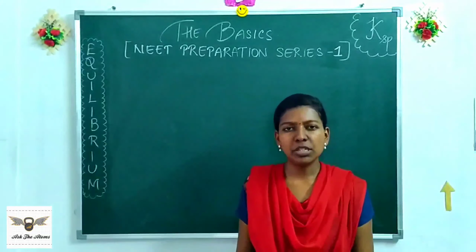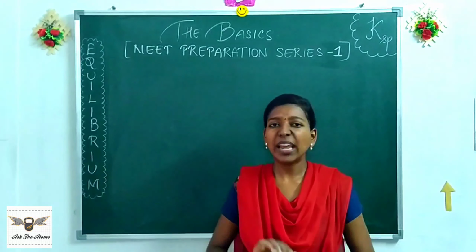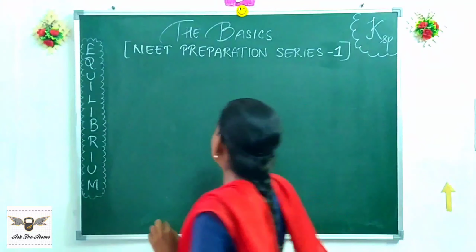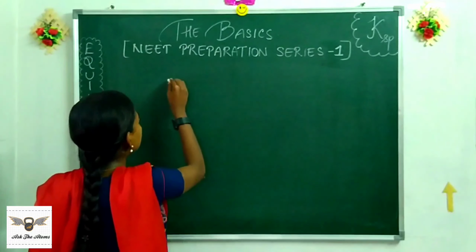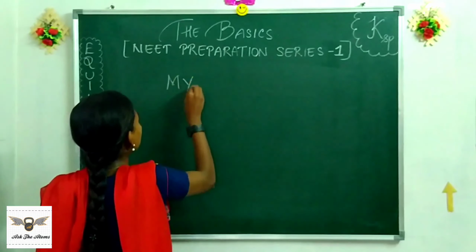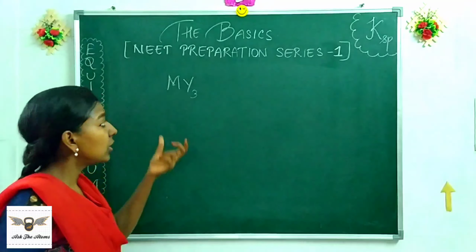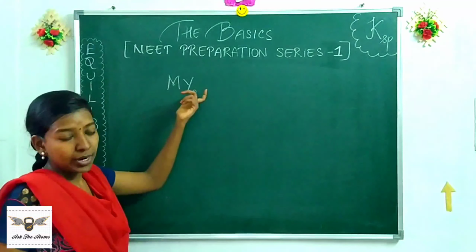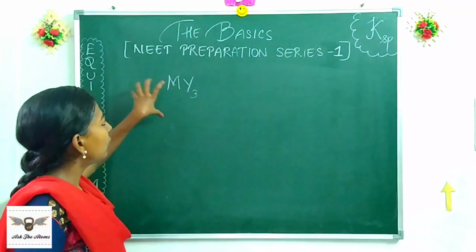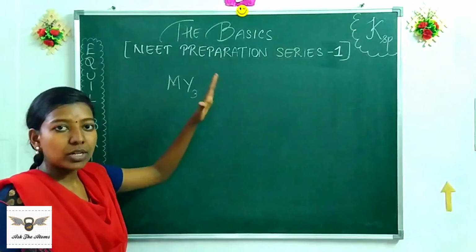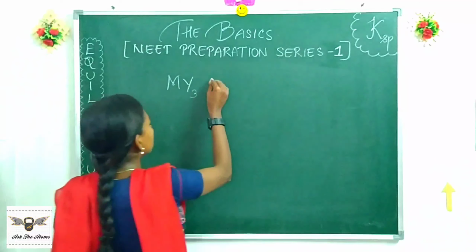Now let me tell you how to write the solubility equation for any salt. Let me take a salt. This was again one part of a neat question, I'll take the same question: MY3. This salt looks a little complex because we do not know what M is, we do not know what Y is. But we have to write the equation and we have to write the KSP constant for this. How do you write it?